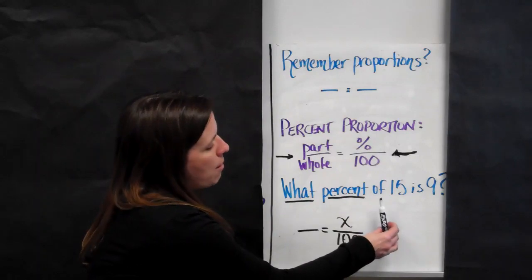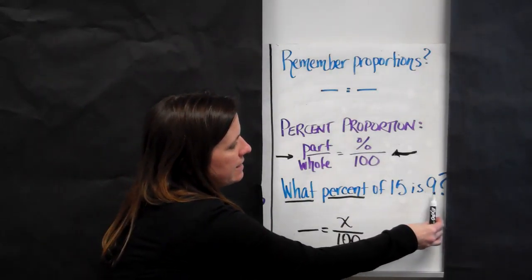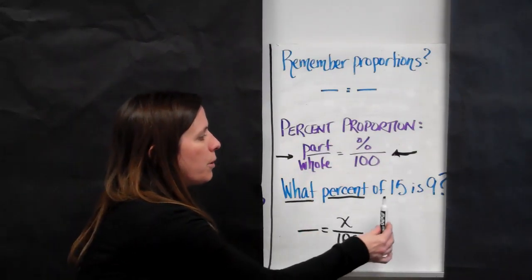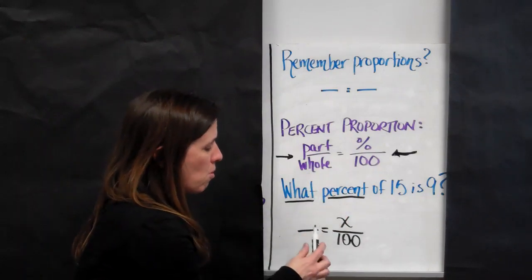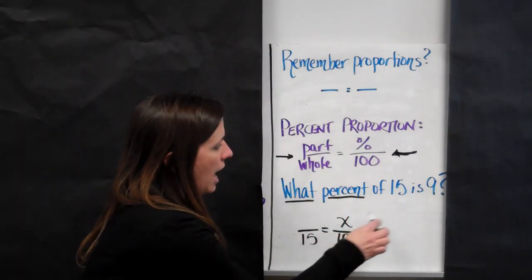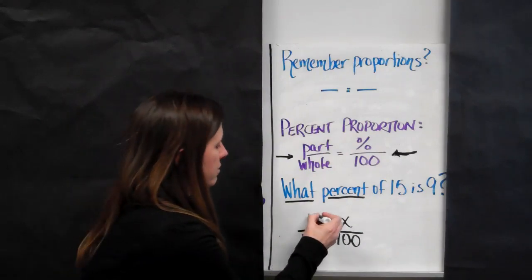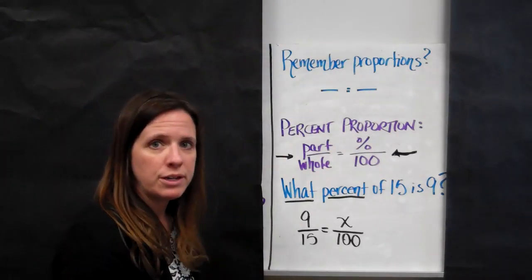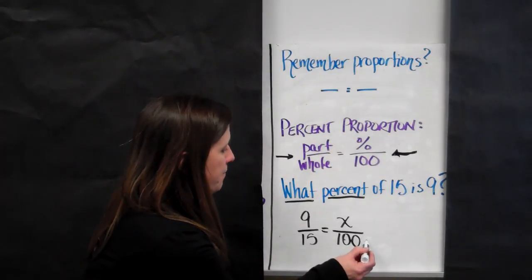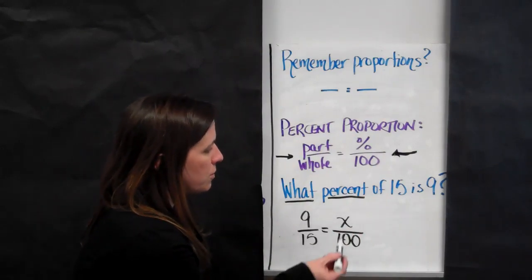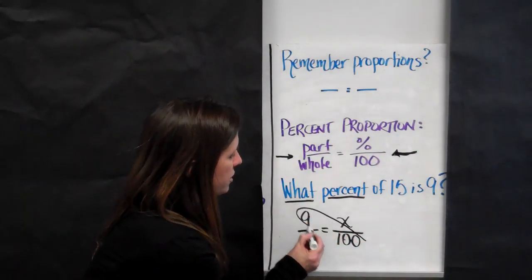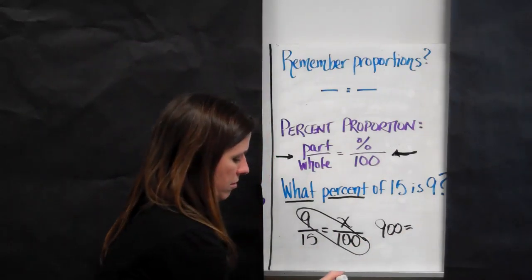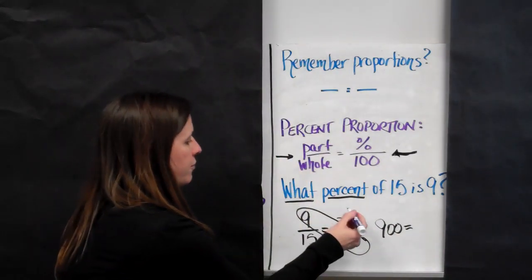Now let's look at the rest of the problem. Of 15 is 9. We need our part and our whole. The bigger number represents our whole, so that's our 15. The part we're talking about is 9 out of the 15, so that goes where part goes. Now we have our proportion set up, and we're going to use cross product again, like in last unit, to solve for our unknown, which is our percent. So 9 times 100 is 900, and 15 times x.